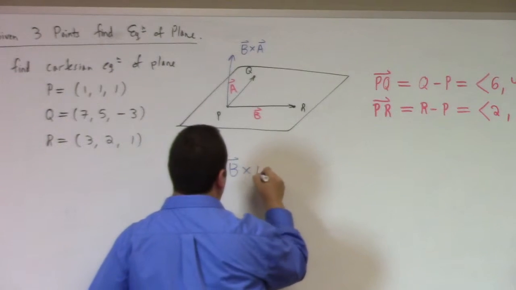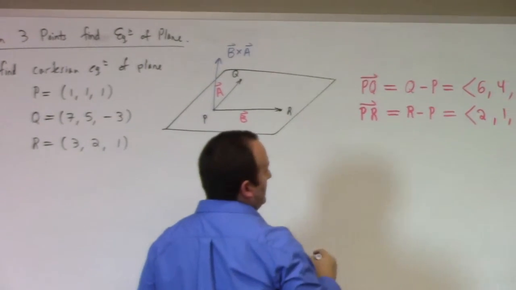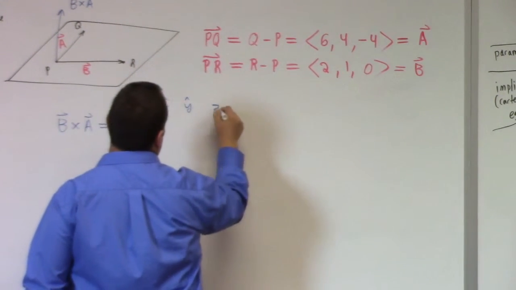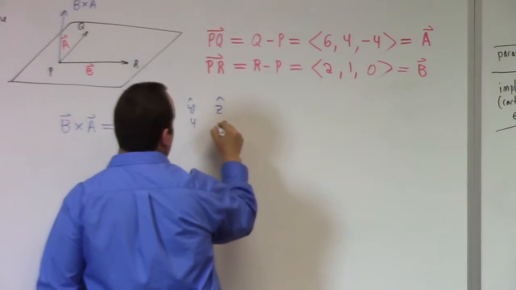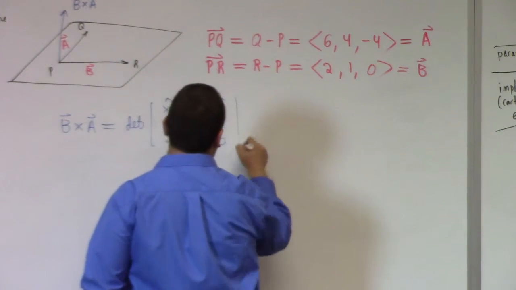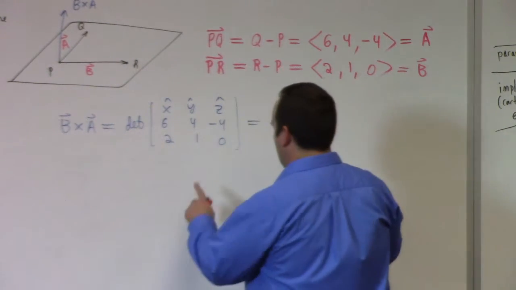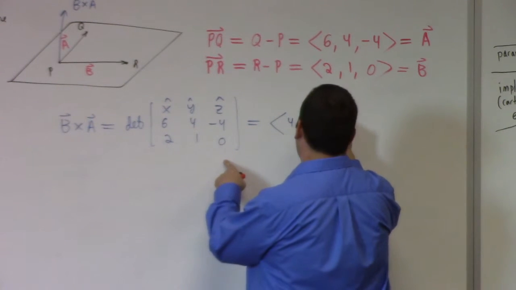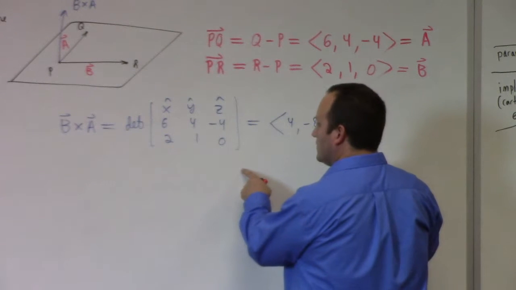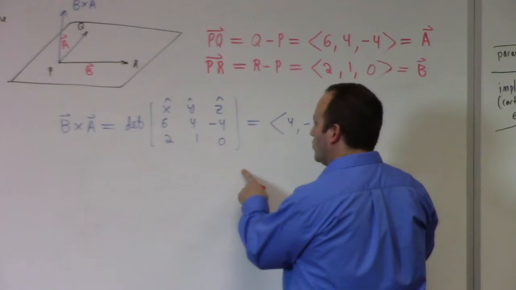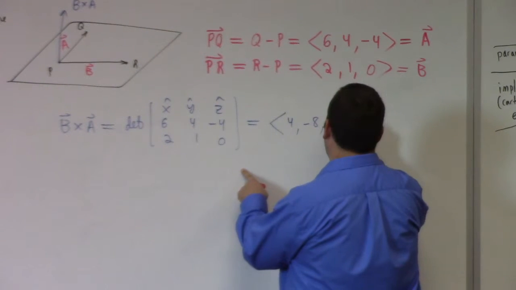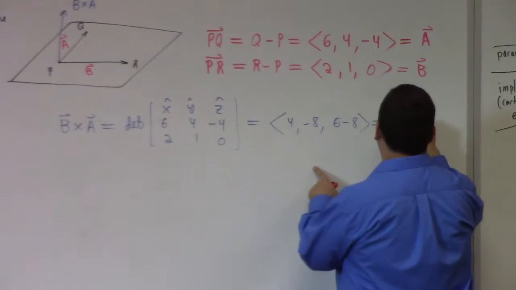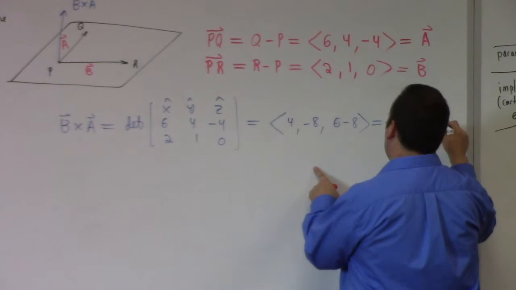What is that? Let's see here. So we're going to calculate the determinant of x hat, y hat, z hat, 6, 4, -4, 2, 1, 0. That gives me 4, -8, I think. 4, -8, -2.